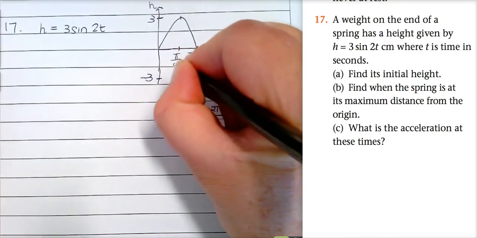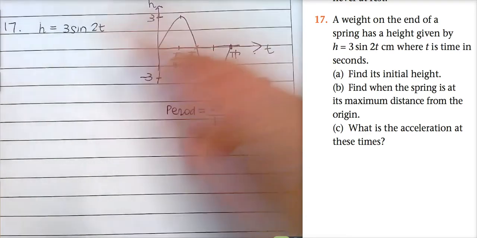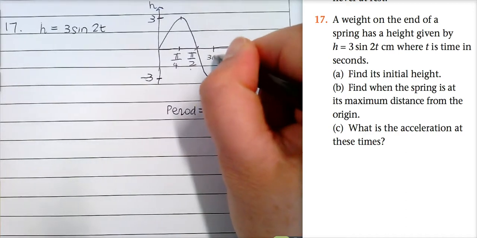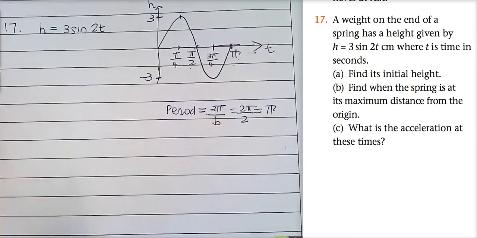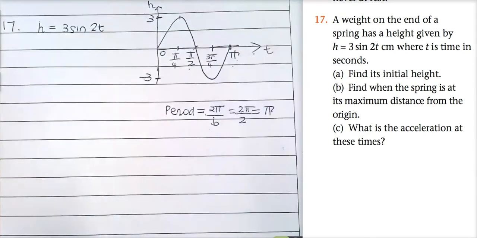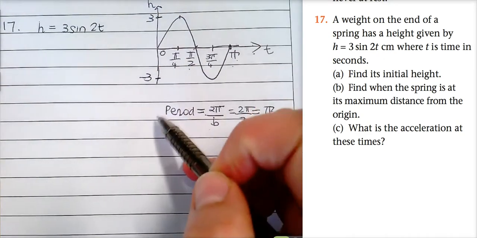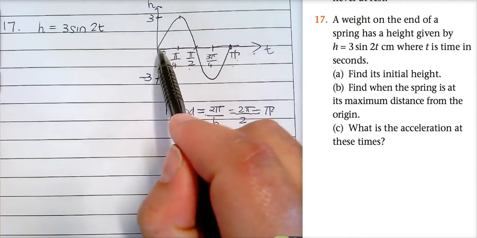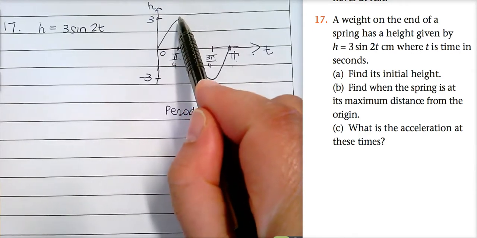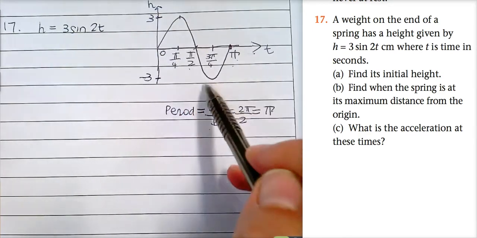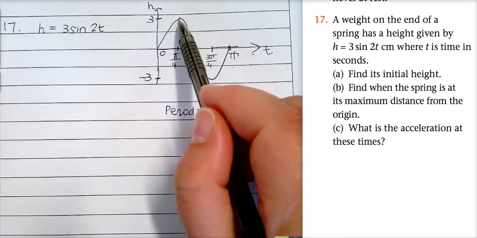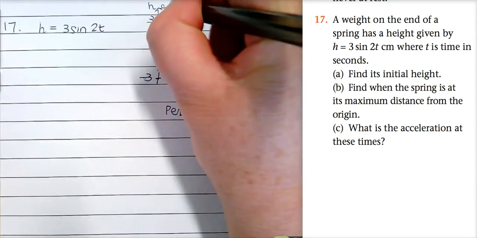So you know how it's saying find, well, actually we can answer the questions from the graph, but we will use the formula as well. But just by looking at the graph, what's the initial height of that particle? 0. Good. Find when the spring is at its maximum distance from the origin. There. At pi on 4 seconds, it's 3 centimetres, because that unit is in centimetres there.